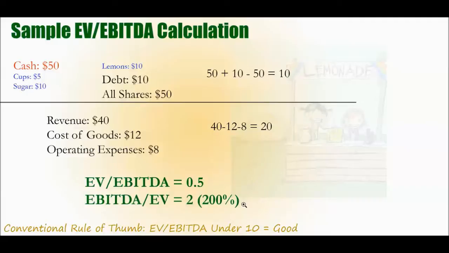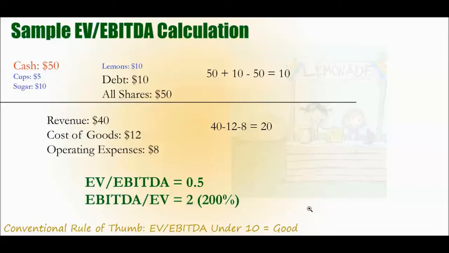So EV over EBITDA is half, though, and the primary ratio, EV over EBITDA, is 0.5. The conventional rule of thumb is that EV over EBITDA under 10 is good. Now, that's just a conventional rule of thumb. I personally don't give that too much credence, but it may be something to bear in mind or think about as a benchmark, a rule of thumb of sorts.